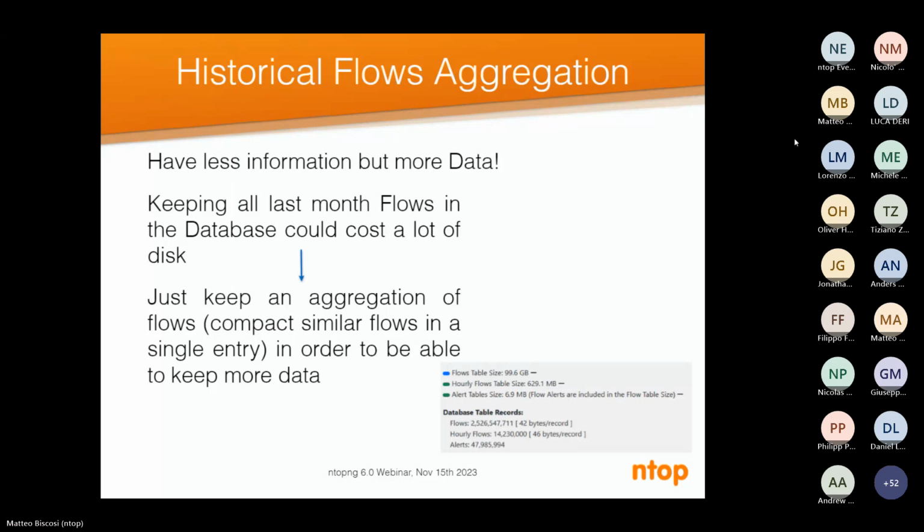For instance, you can see a small screenshot on the right side of the slide showing, for example, a 1 gigabit site we have. And for instance, we have 1 month of data with 100 gigabytes used from the standard flows table. And instead, by using the aggregated one, we have 600 megabytes. This is a huge reduction of the disk usage.